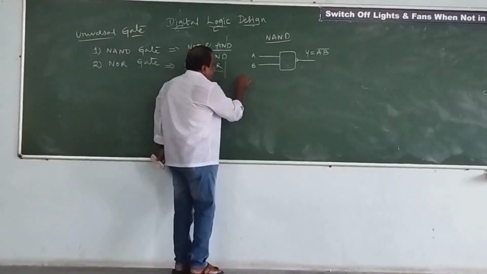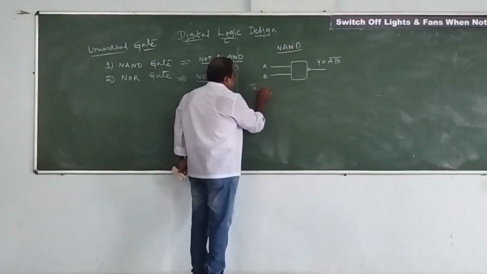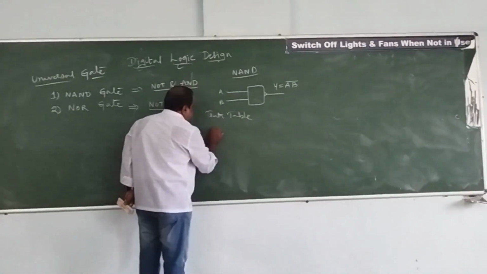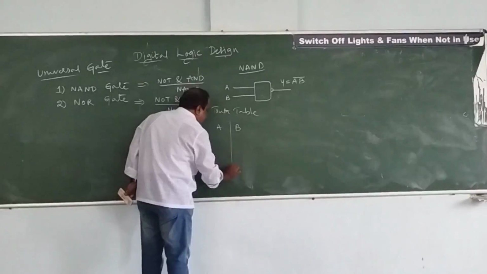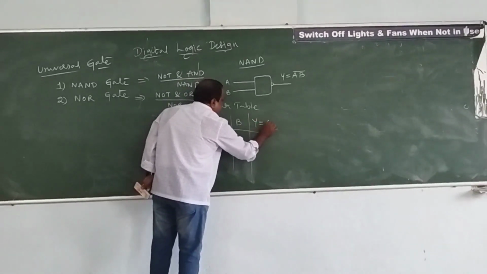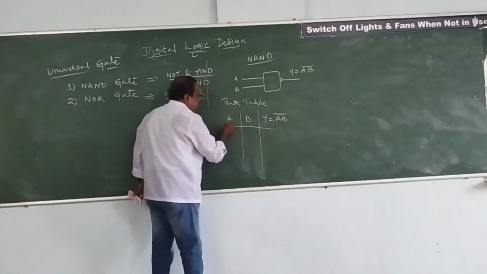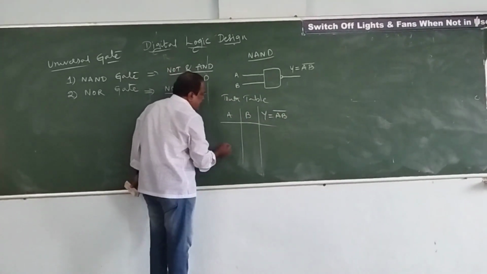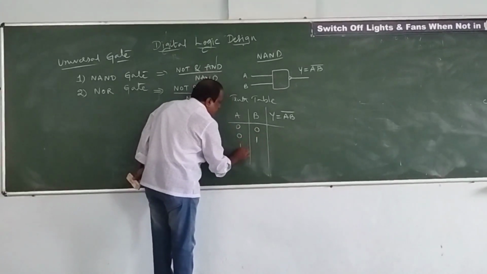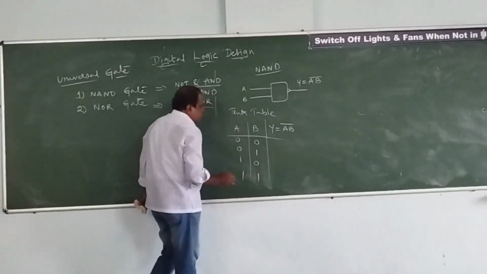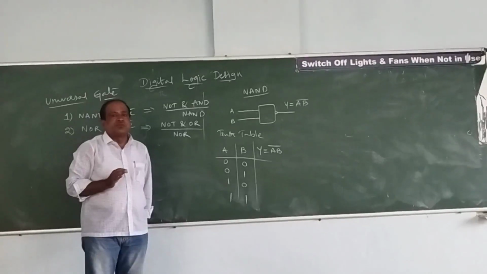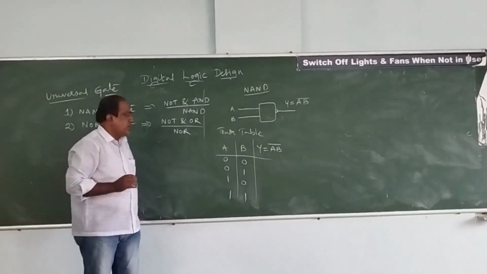Now let's see the truth table. What is the exact truth table of the NAND gate? Here again we have 2 inputs, A and B, and Y is the output. Y is equal to A, B whole complement. As there are 2 inputs, how many combinations do we get? We get 4 combinations: 0 0, 0 1, 1 0, and 1 1. These 4 combinations are common to all the truth tables for a 2-input logical gate.